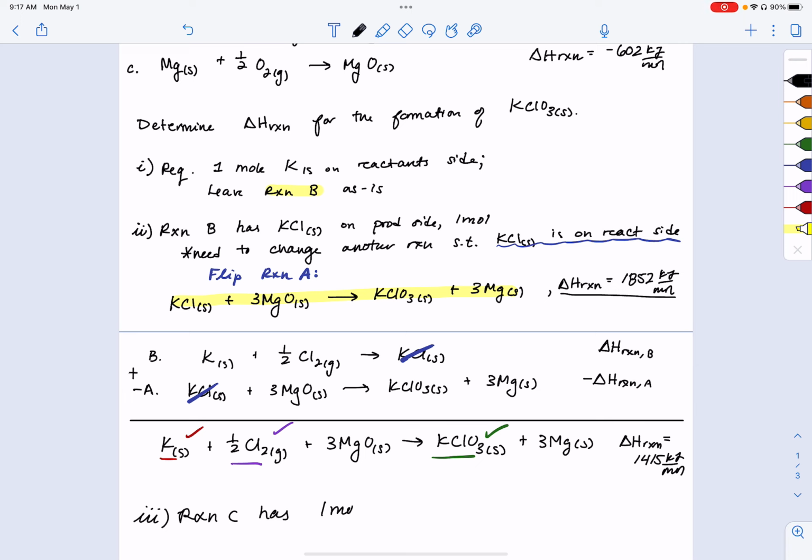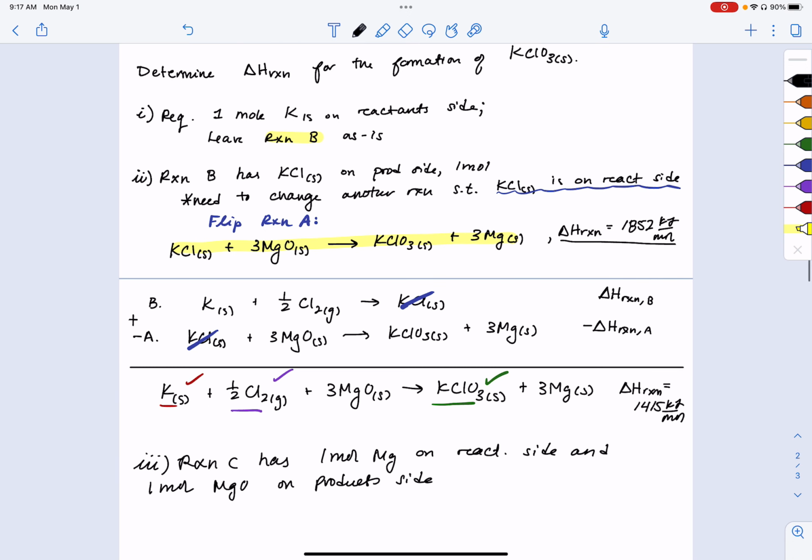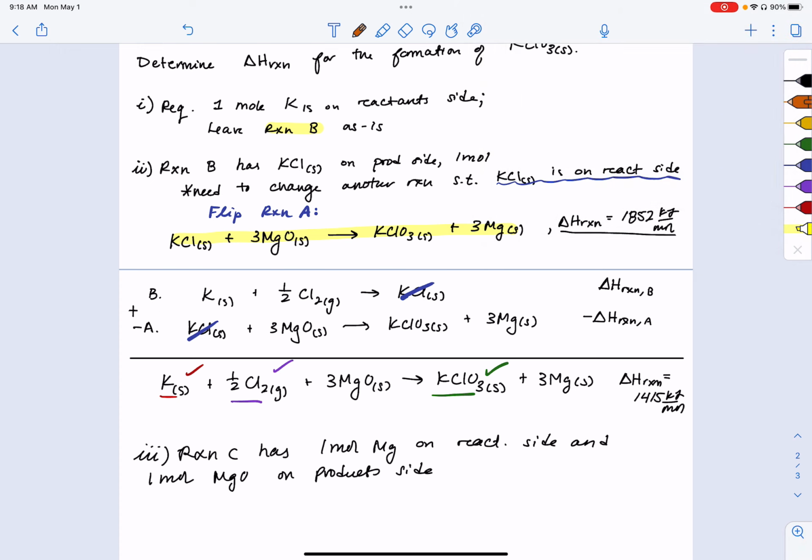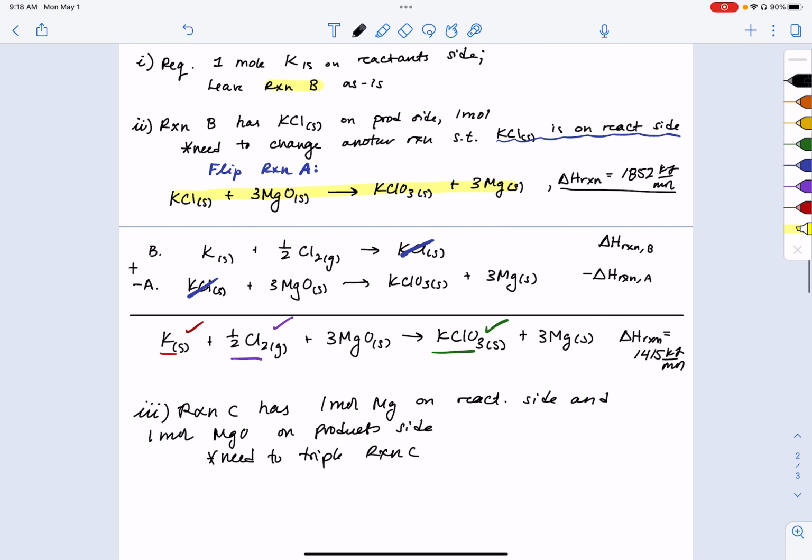So reaction C has 1 mole of magnesium on the reactant side and 1 mole of magnesium oxide on the product side. However, if we're looking at our reaction of interest, we're trying to cancel out 3 moles of magnesium oxide and 3 moles of magnesium. So I need to triple reaction C so that my mole quantities are all consistent with what I need.